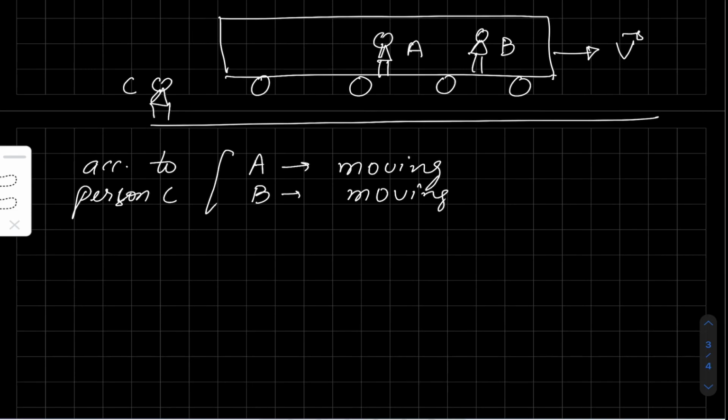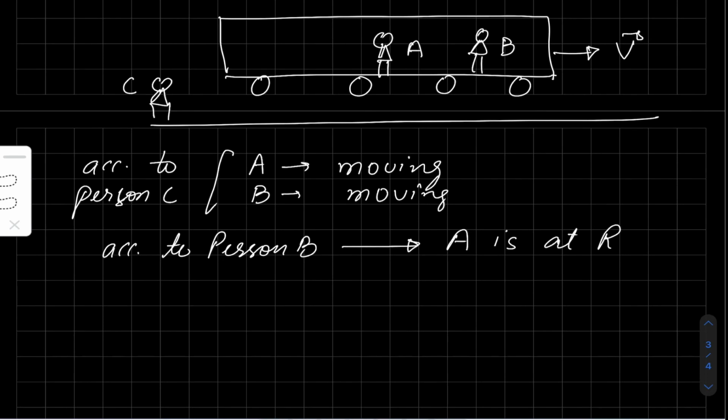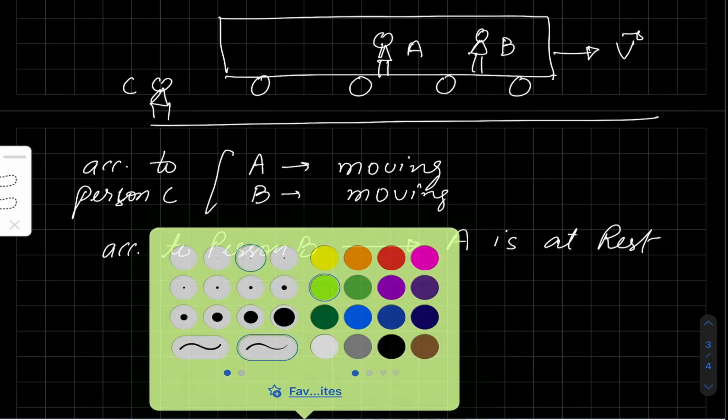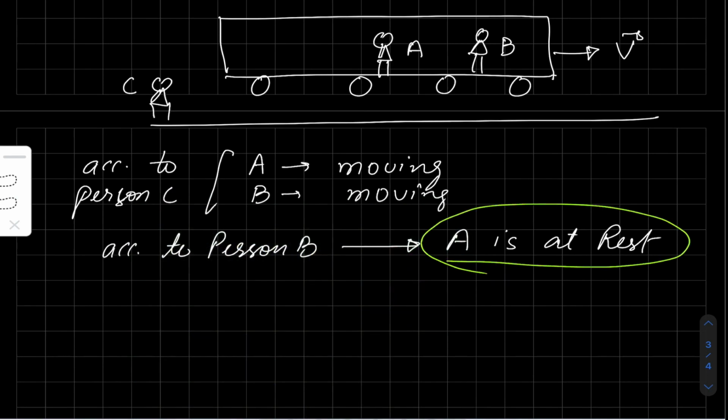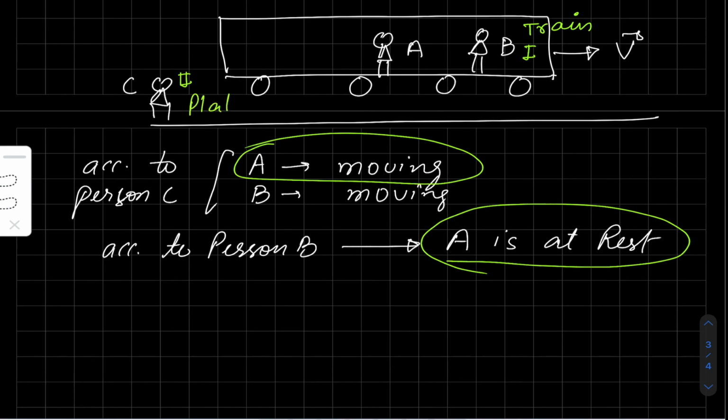But according to person B, A is at rest. So you see that there is a conflict. A is at rest here, A is moving here, but A is doing only one job at a time, yet it has different situations when seen from different reference frames. So one reference frame is this, and the second reference frame is this: this is the train reference frame, and this is the platform reference frame.